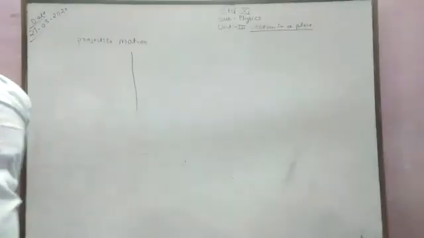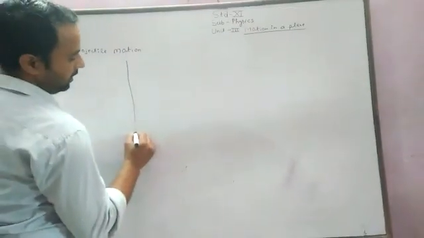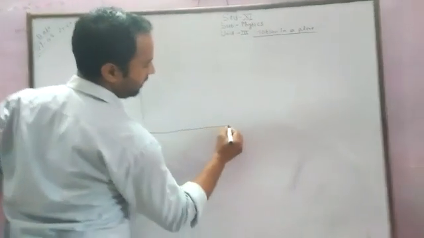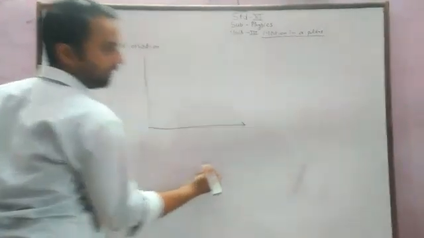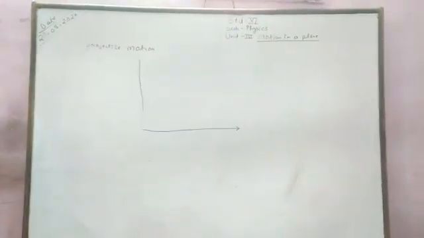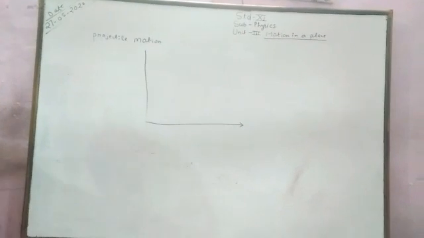Motion in a plane. In the previous lecture, we discussed projectile motion and determined the basic formula for the time of flight. Now we are discussing, after the time of flight, how to calculate the range and the maximum height of the projectile.